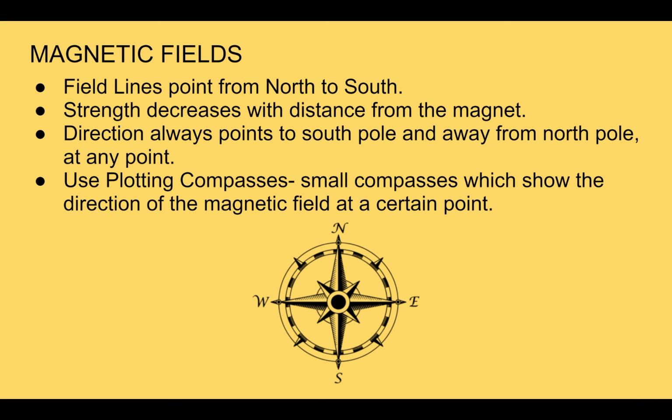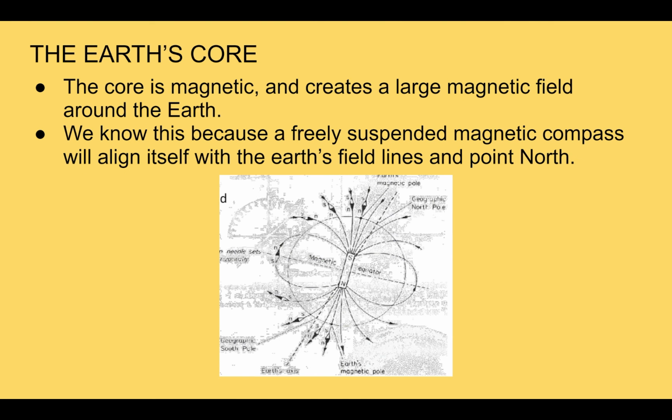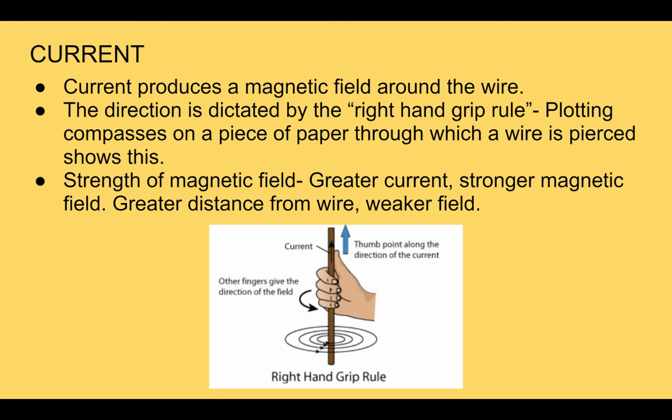Magnetic field. Field lines point from north to south. Strength decreases with distance from the magnet. Direction always points to the south pole and away from the north pole at any point. Use plotting compasses, small compasses which show the direction of the magnetic field at a certain point. The Earth's core. The core is magnetic and creates a large magnetic field around the Earth. We know this because a freely suspended magnetic compass will align itself with the Earth's field lines and point north.